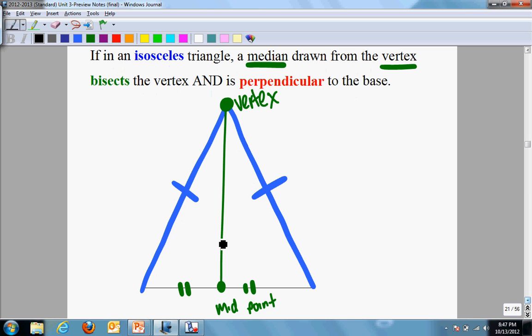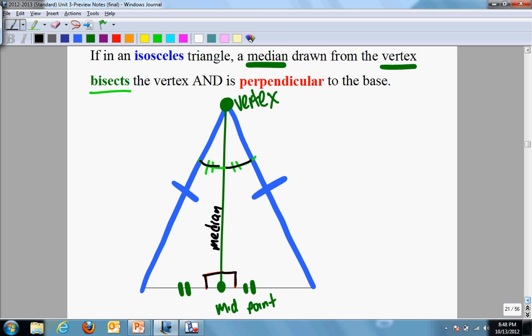Why don't you label that a median? That segment is called a median. That median does two things in an isosceles triangle. It bisects this vertex angle, cuts it in half, and it creates right angles at the base. It's perpendicular to the base. So in an isosceles triangle, this median cuts the vertex angle in half and makes right angles down by this midpoint.